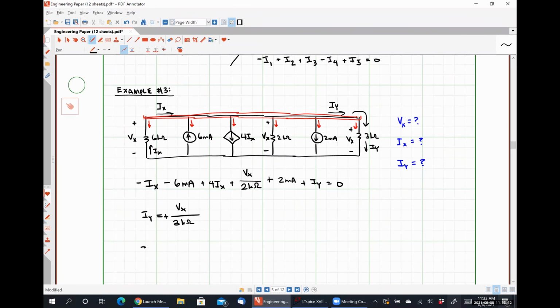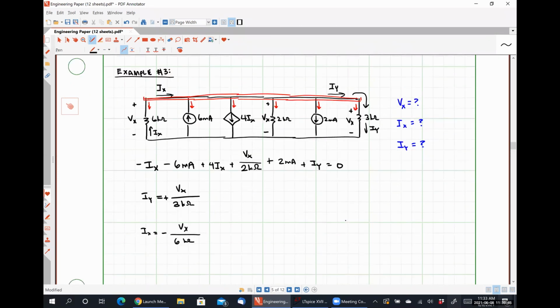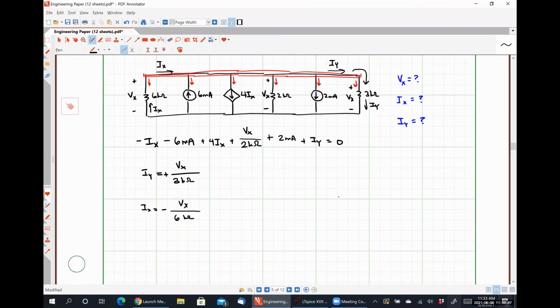For Ix, we have a voltage drop of Vx divided by a resistance of 6 kilo ohms, but we should have a negative sign because the current Ix is flowing into the negative polarity terminal of the resistor. Does that track with everything that we've done so far in this class? Yes, sir.